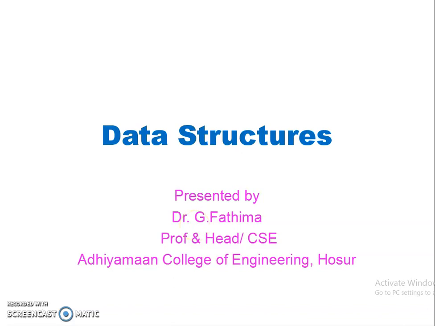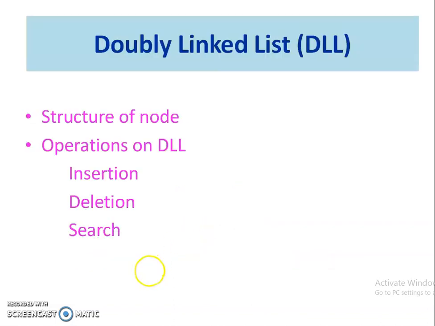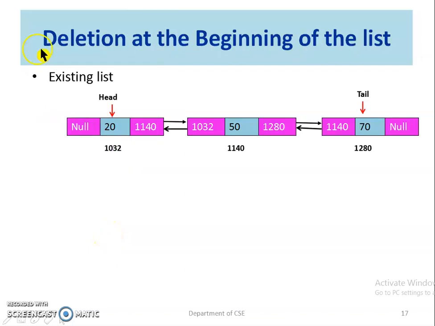In continuation of my previous video on doubly linked list where we saw the insert operation, in this video, we will see the deletion and search operation. Let us see how the deletion of the node in the beginning of the list is done. Consider the example list shown.